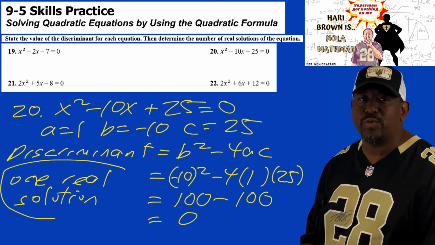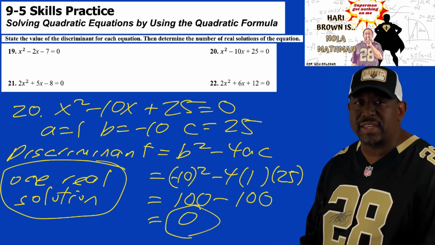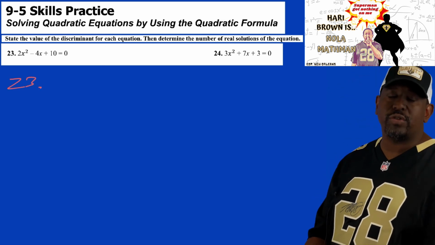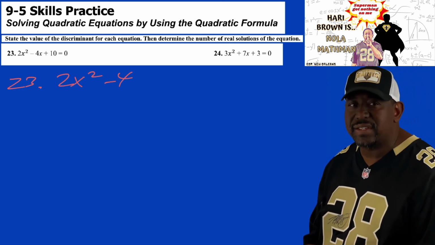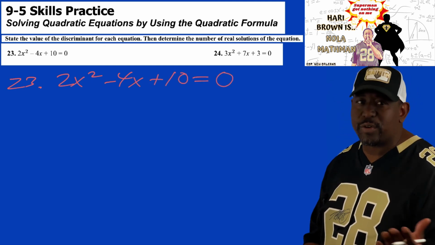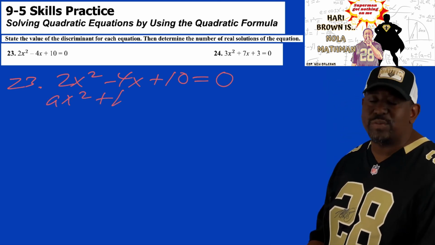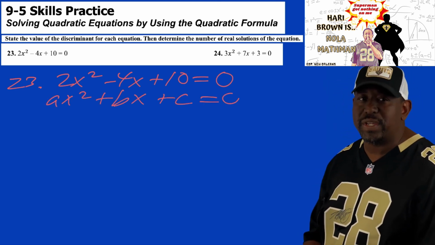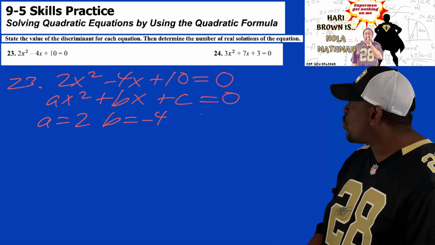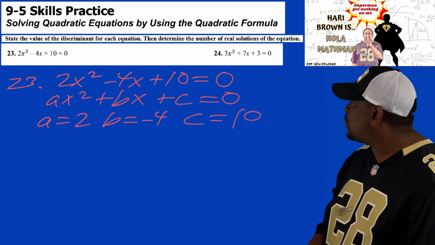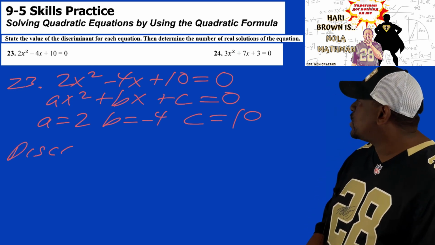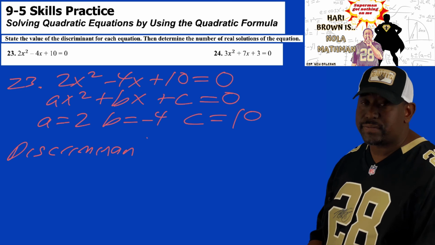So that's something you want to learn and have down, that again, when the discriminant is positive, it's 2 real solutions. When it's 0, it's 1, and when it's negative, it's no real solution. So I would assume if we do number 23, we've already done the first 2, I can assume that this discriminant probably will be a negative number, but we'll see. So we pull out a, b, and c in this problem. a is 2, b is negative 4, c is 10. We write the discriminant down, which is equal to b squared minus 4ac.